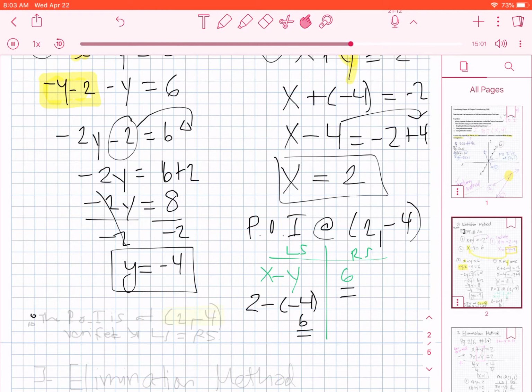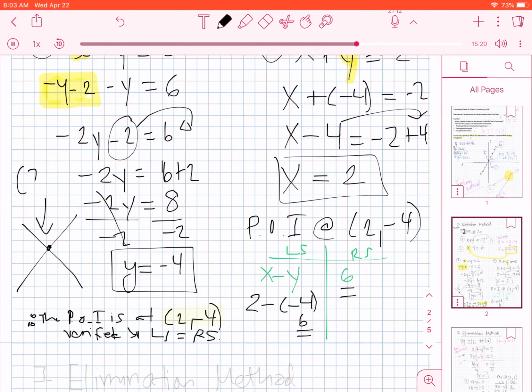So I would have to do a therefore statement. The POI is at 2, negative 4, verified by left side equals right side. Okay? So this is your substitution method.